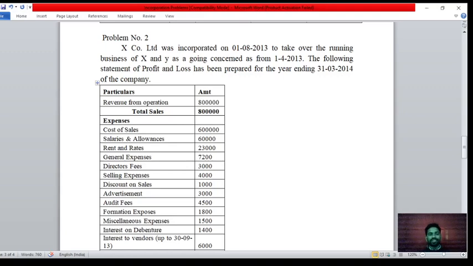Hi students, in the last class we saw the problems on the profit prior to incorporation. I hope all of you understood that problem. Okay, so now see problem number 2.